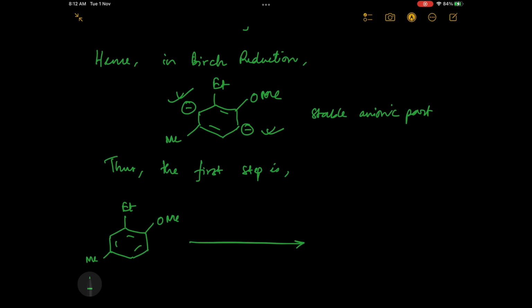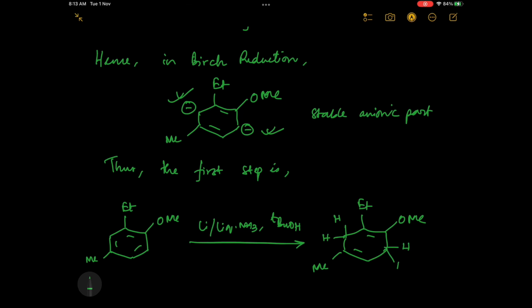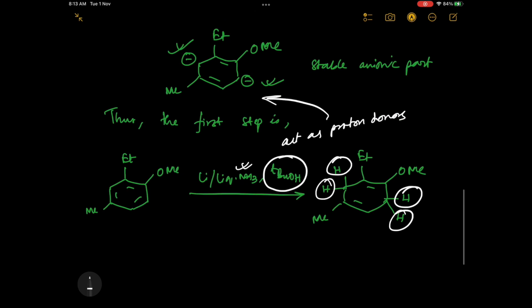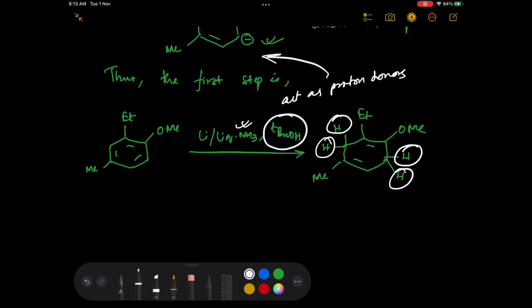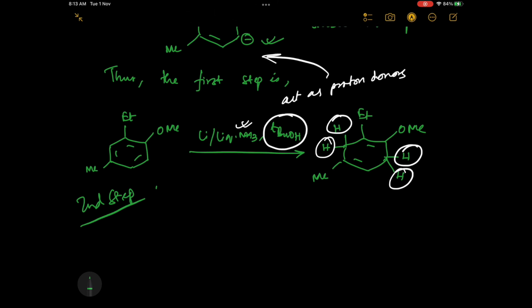And as we can see, in the Birch reduction the lithium provides electrons which yield the anions, and then they get protonated by the liquid NH3, that is the liquid ammonia, and the tertiary butanol, the alcohol that is present. So this alcohol and the ammonia act as proton donors to those negatively charged carbons, and they donate these 4 protons on those particular carbons, the carbanions.